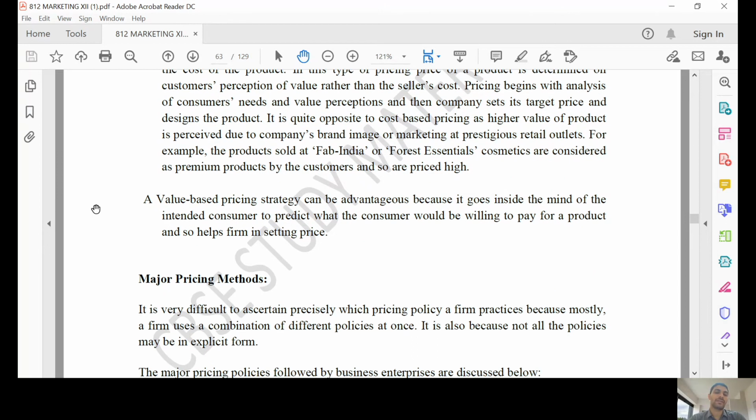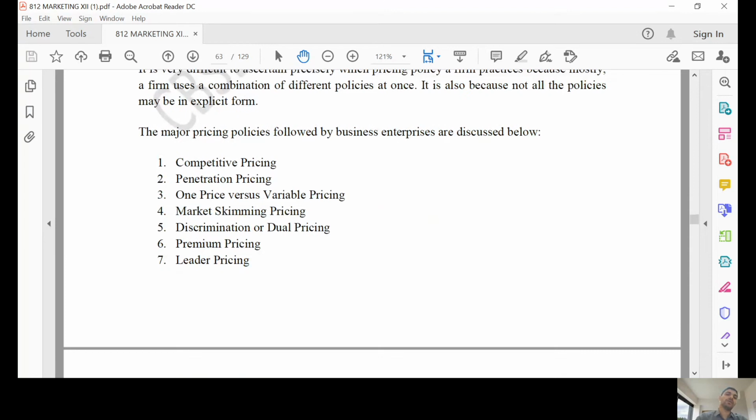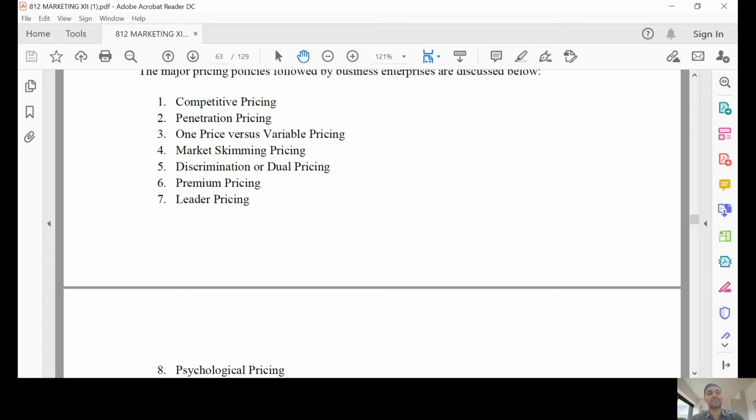Now let us discuss major pricing methods. The major pricing methods include competitive pricing, which we have already discussed. Based on the competition in the market, price will vary. Penetration pricing is also discussed, where initially we sell the product at a lower price, later we will increase the price. One price versus variable price, we can make out from the name itself. One price means one price for all. Variable price means the price will differ for different customers. Market skimming pricing, this also we have already discussed, which means initially we keep a higher price, then later gradually we will decrease the price.